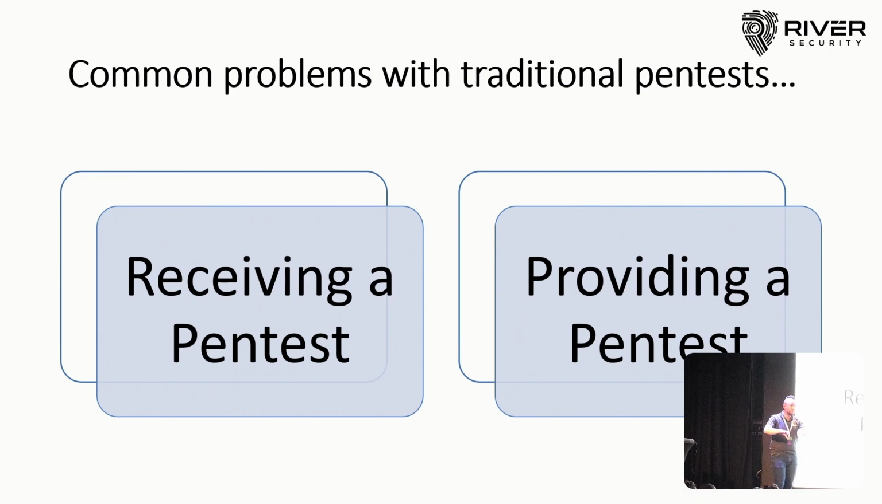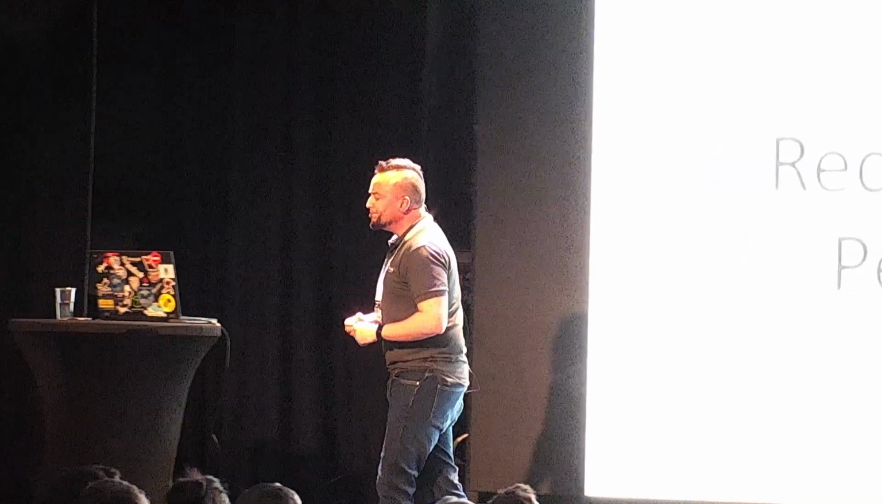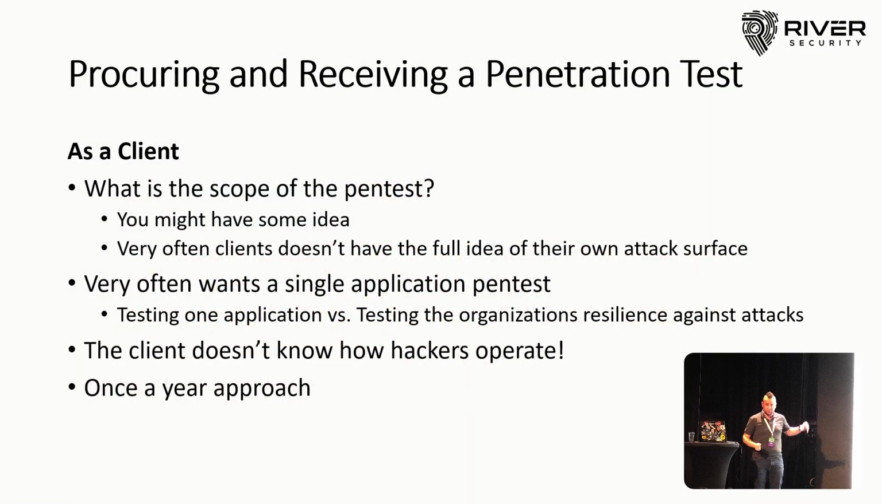I've seen some problems on both sides of the table that are not necessarily being addressed by everyone at the moment. For example, as a client, somebody who wants to buy a pen test, what's the scope of the pen test? Here I am wanting a pen test because I want to make sure hackers are not going to break in tomorrow. And I'm going to have to figure out what the scope is.